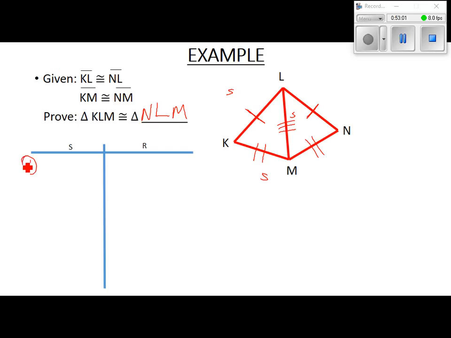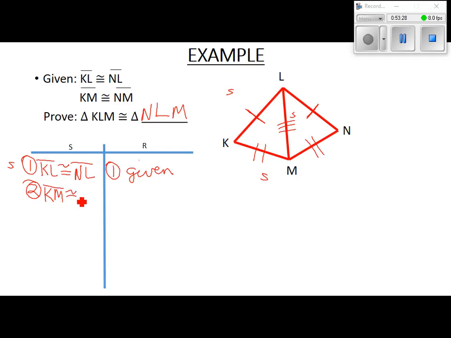What's our first statement going to be? KL is congruent to NL. That was given. What do I put out here beside the 1? Is that enough to say the two triangles are congruent? No. So where do I go next? KM is equal to NM.